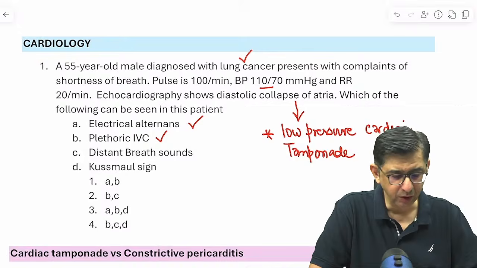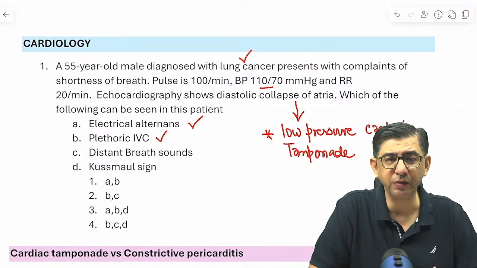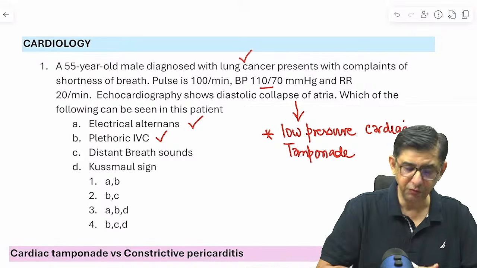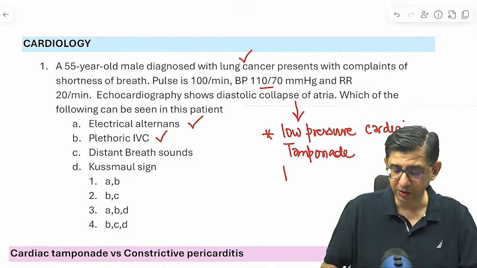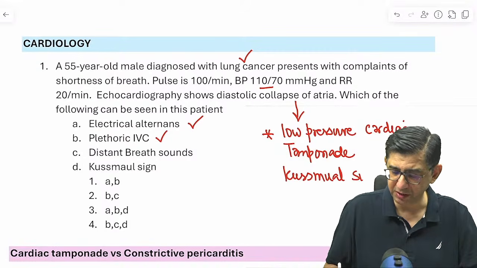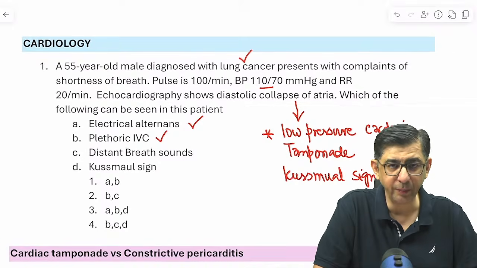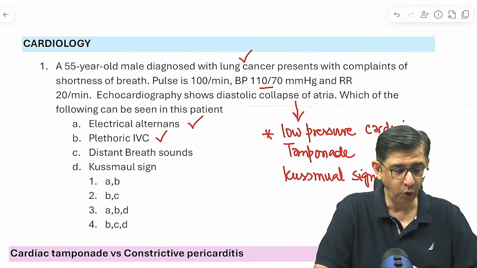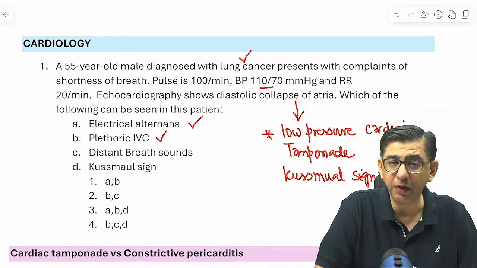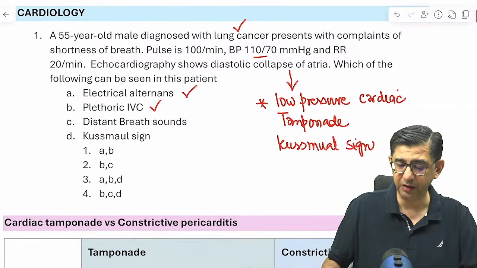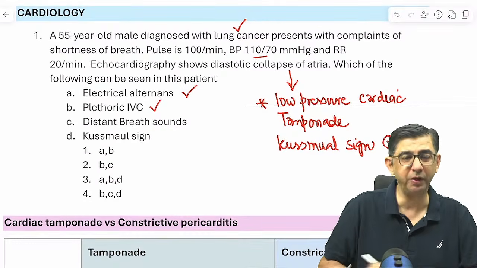I'm getting a D in the question, or option number 3, which I think a lot of guys are making a mistake on, because if you say Kussmaul sign, sir, Kussmaul sign is not seen. I've emphasized that a lot of times, but I'll say it once again, because as you progress into cardiac tamponade, it becomes a non-pulsatile elevated JVP. And because it is a non-pulsatile elevated JVP, Kussmaul sign will not be present.